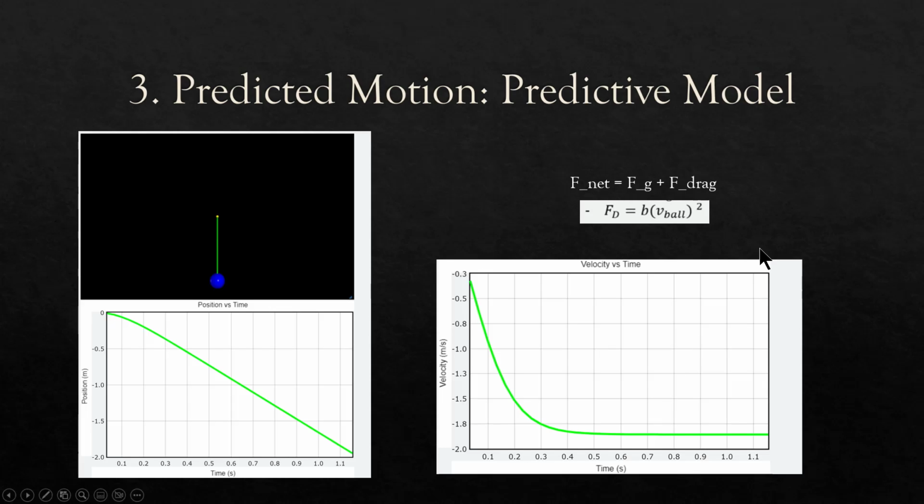Here's the predictive model for the ball, or the cone, when we do include drag. As you can see, this matches the actual data set much closer, which we'll look at in a little bit. But you can notice that the velocity makes a sharp increase at the beginning, and then kind of flattens out here at a constant velocity towards the end. This is called the terminal velocity.